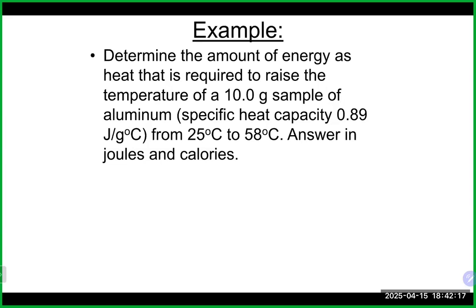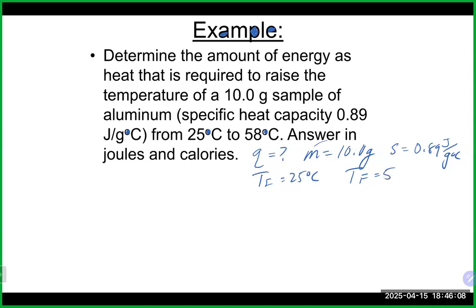Determine the amount of energy as heat required to raise the temperature of 10 grams of aluminum, specific heat capacity 0.89 joules per gram per degree Celsius, from 25 to 58. Give the answer in joules and calories. Heat is Q. We have a mass of 10 grams. We have a specific heat capacity given to us of 0.89 joules per gram per degree Celsius. And we have an initial temperature of 25 degrees Celsius and a final temperature of 58 degrees Celsius.